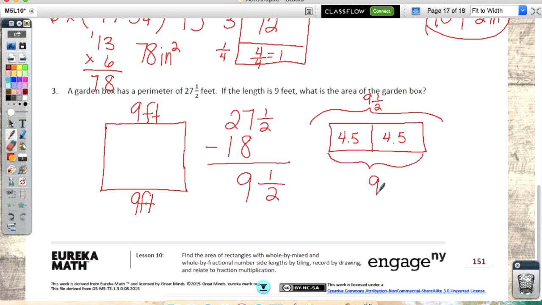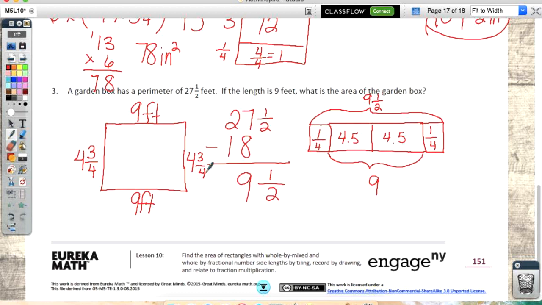But I need 9 and a half. So I got to add a little bit onto this side and add a little bit onto this side. And then it'll give me 9 and a half. So these two put together need to be a half. So what plus what equals a half? 1/4. Okay, so what's 4 and a half plus 1/4? 4 and 3/4. So here's what we know now. We know that both of these are 4 and 3/4.